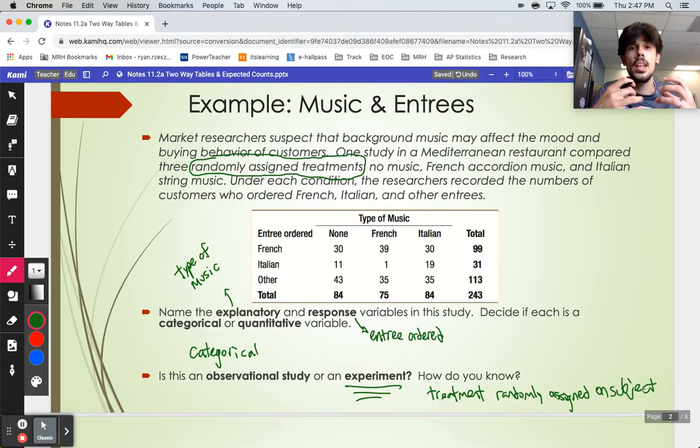If you had a condition or a variable being manipulated by your researchers, they chose the type of music that was going to be playing. It's not like they went to an existing restaurant and just observed, oh, there's Italian music right now. They manipulated that variable for different groups of people.